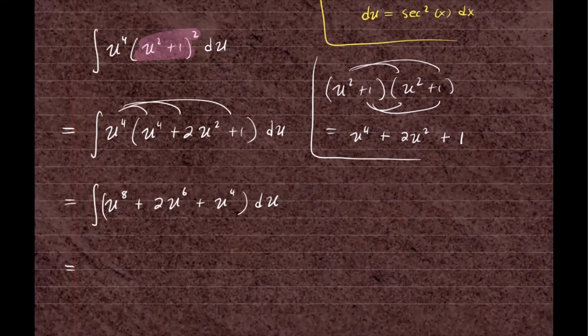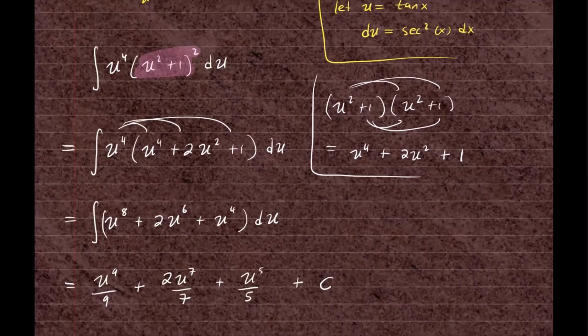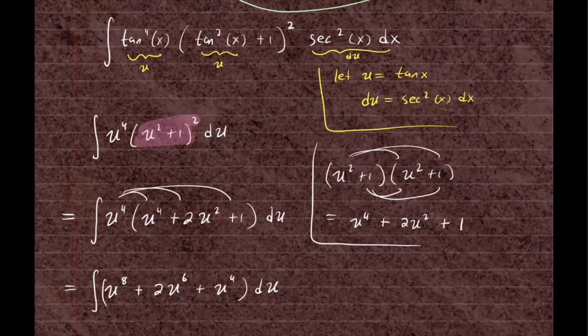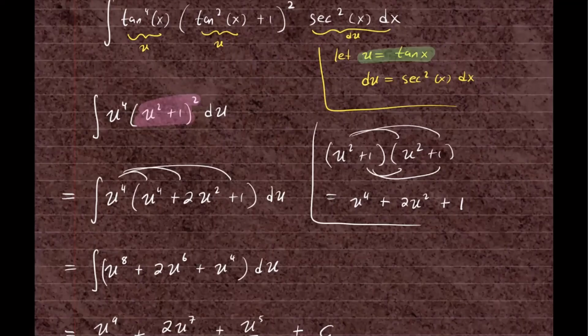So the integral of u to the 8th will be u to the 9th over 9, plus 2 times the integral of u to the 6th, that will be u to the 7th over 7, plus the integral of u to the 4th, that's u to the 5th over 5, and of course, plus c. So we're almost done. Now we just need to plug in what u is. Well, we know u is right here. It's tangent of x. That's what I'm going to substitute for u.